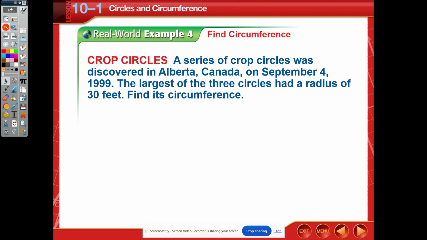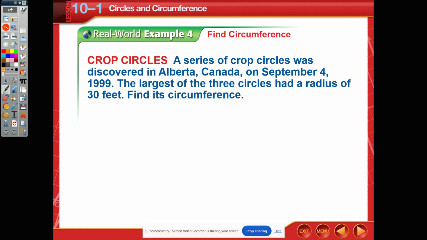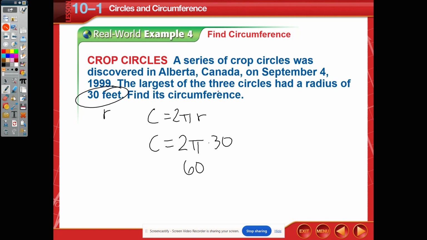A series of crop circles were discovered. Great, we don't care. The largest of the 3 circles had a radius of 30 feet. Find its circumference. Circumference is 2 times pi times r. So the circumference is 2 times pi times 30, which is 60 times pi, which is, I don't know, 60 times 3.14.